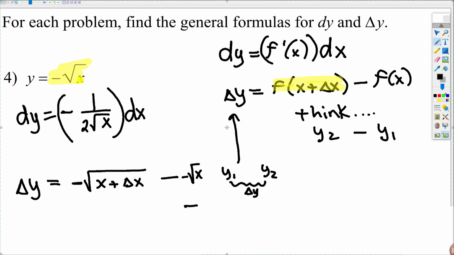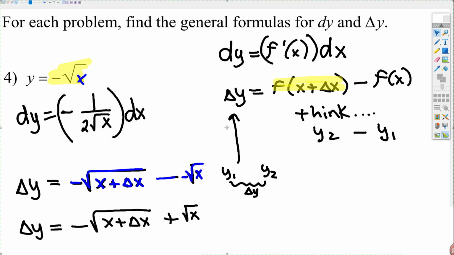I should have done that in a different color. So here's the original function right here. So negative, everywhere there's an x, you add a delta x, and then you subtract the original function, negative square root of x. Well, subtract a negative is the same as adding a positive. So there you have it, just like that.